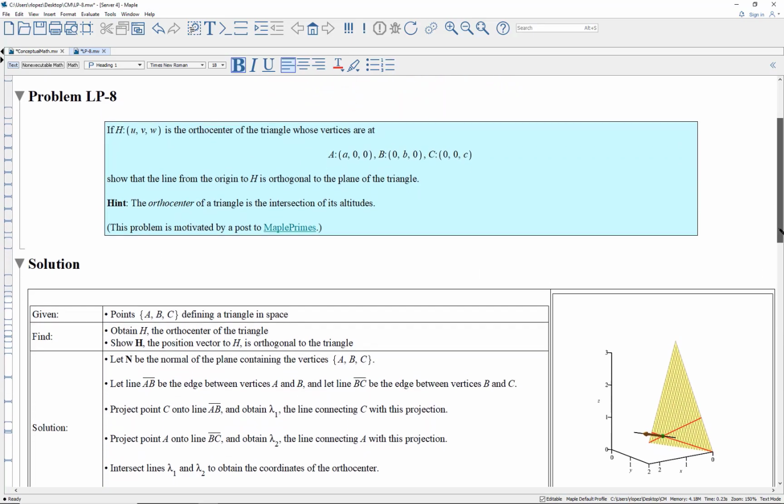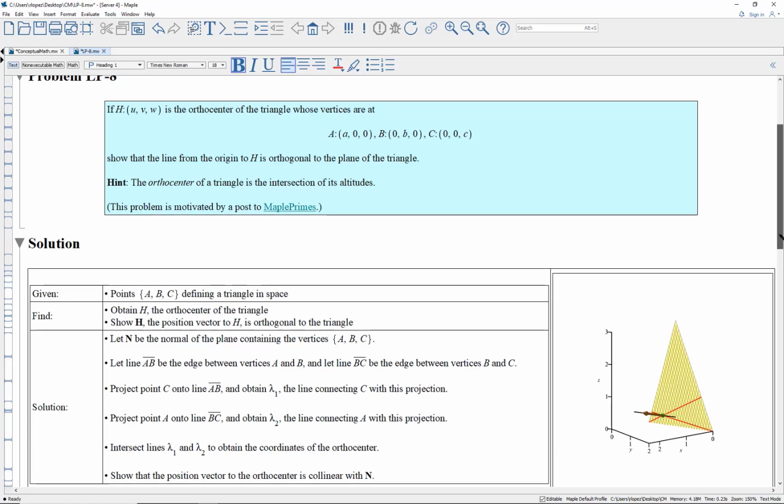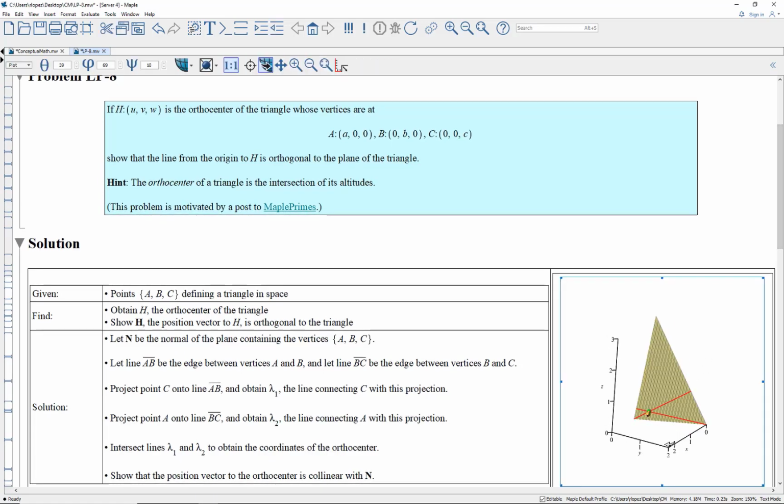Pretty straightforward. What you need to do, here's a picture. You see the triangle. You need an altitude. You need another altitude. You get their intersection. That would give you the orthocenter. Then show that the radius vector, position vector, to the orthocenter is normal to the plane.